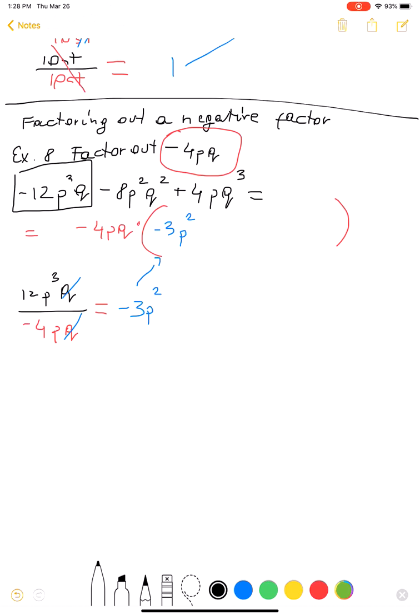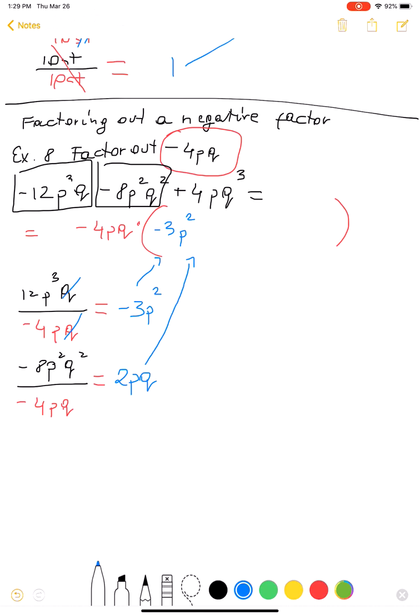Next, take the second expression, which is negative 8P squared Q squared, and divide that by the GCF, which is negative 4PQ. Continue with the division. Negative 8 divided by negative 4 gives us 2. P squared divided by P gives you P. Q squared divided by Q gives you Q. And what we end up with goes inside the parentheses. Since this is positive, we're putting plus 2PQ.